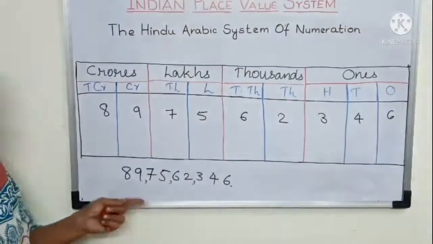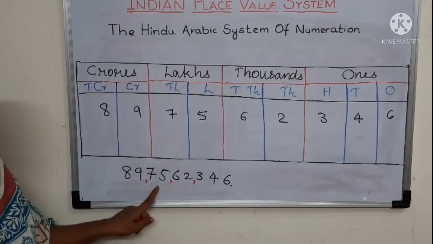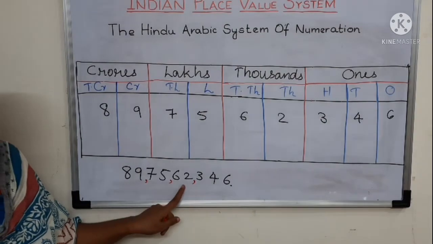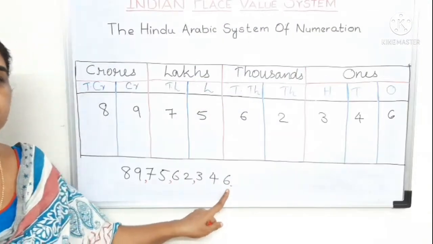Now it's over. So we can read this as 89 crore, 75 lakhs, 62,346. Is it clear, children?